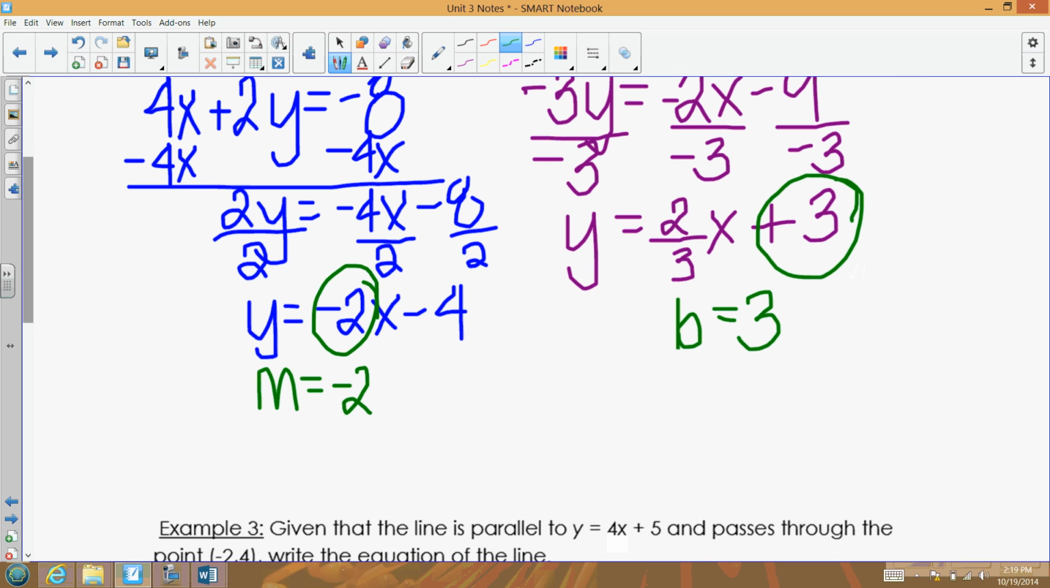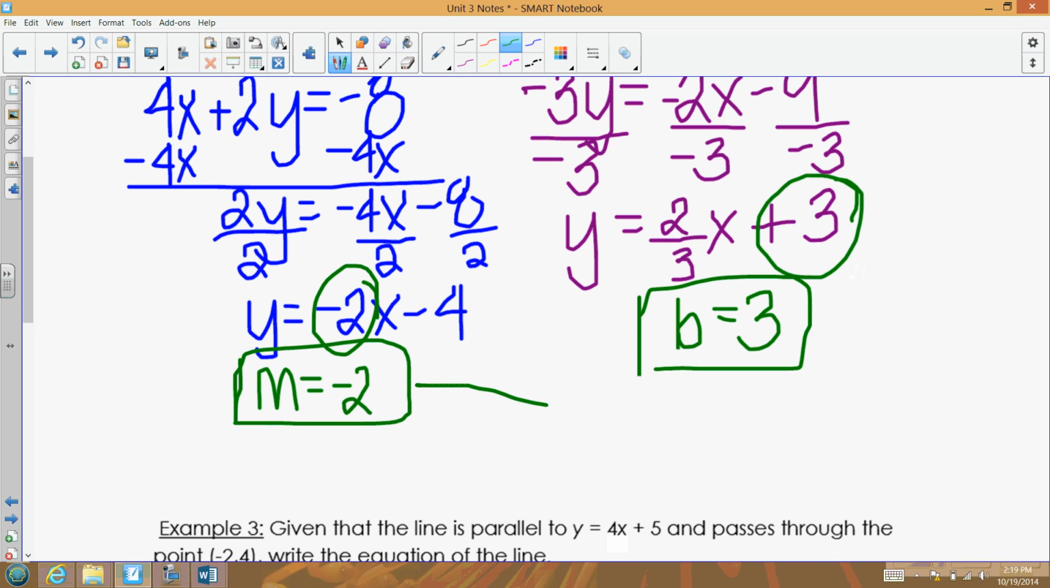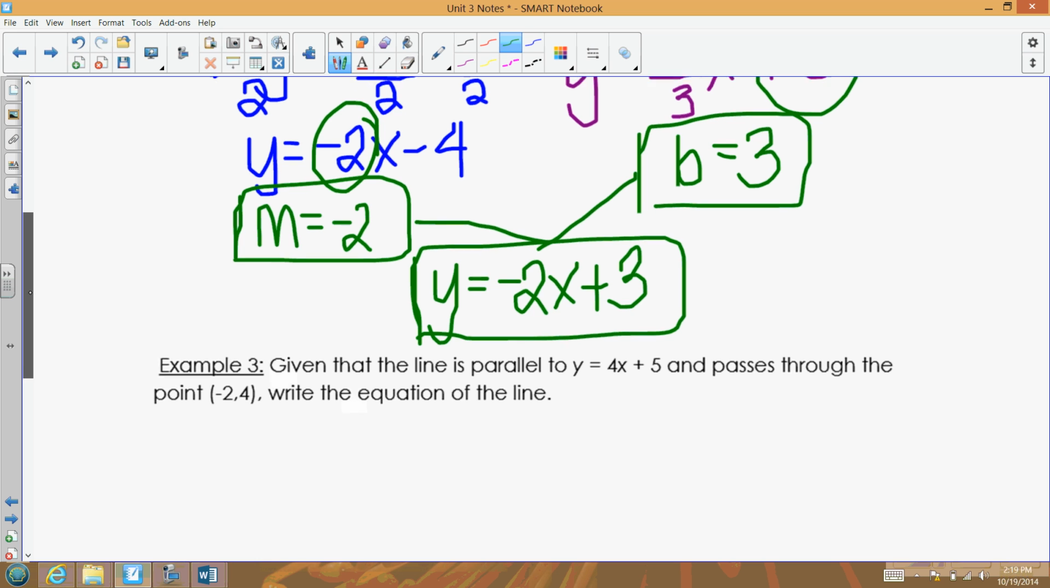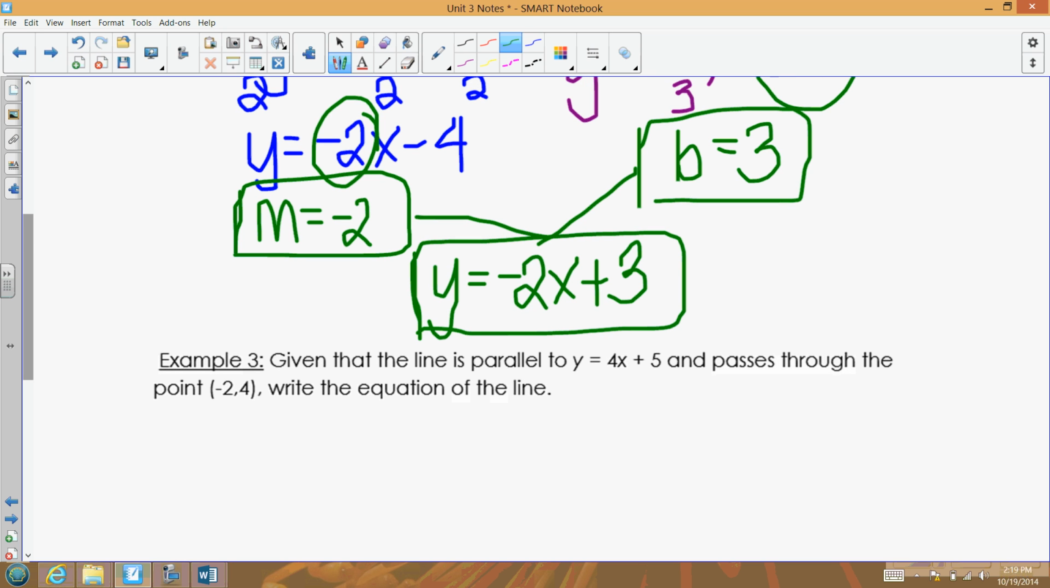So then what I'm going to do is write an equation that has a slope of negative 2 and a y-intercept of 3. So it's going to be y equals negative 2x plus 3. So then example 3. Given a line that is parallel to y equals 4x plus 5 and passes through the point negative 2, 4, write the equation of the line.